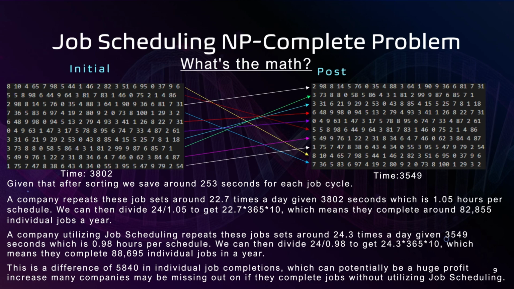The company utilizing job scheduling repeats these job sets around 24.3 times a day due to it only taking 0.98 hours per schedule. We can then do math on that to figure out they can complete 88,695 individual jobs a year. This is a difference of 5,840 individual job completions, which can potentially be a huge profit increase many companies will be missing out on if they complete jobs without utilizing job scheduling.